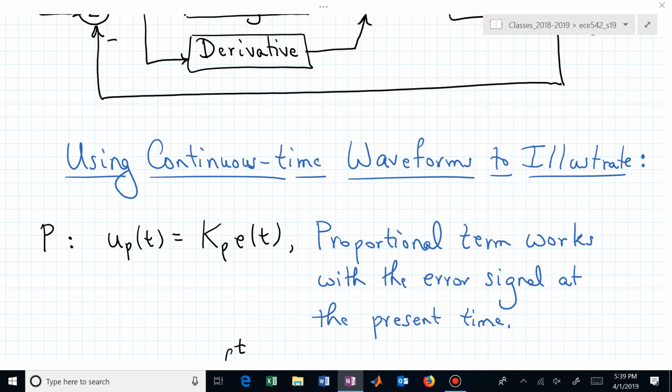In continuous time, the proportional piece, as I said, just takes the error and scales it by some gain, K_P. What's happening on the right-hand side is at the same time as what's happening on the left-hand side. The input now depends on the error now. The t is the same on both the right and the left. The proportional piece then works with the error at the present instant of time. That's one way of thinking about the proportional piece of this PID controller.